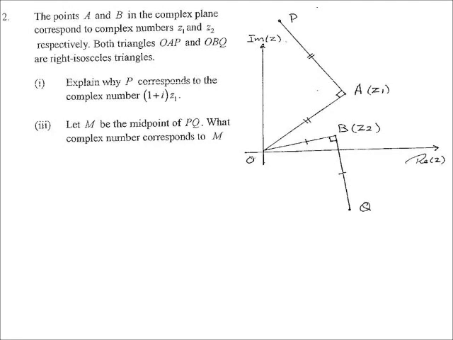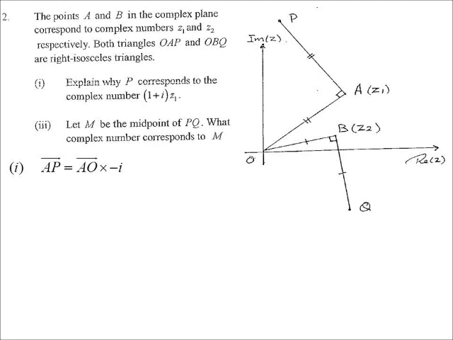There's our wonderful diagram. I actually think this question came from a Catholic paper many, many years ago, but anyway, that doesn't matter. Part 1 and part 3, because part 2 was just boring, I think. Explain why P corresponds to this number, 1 plus i times Z1. Well, hang on, what do we know? If I want to get P, how am I going to get P? I could get the vector AO, but be careful, I'm not rotating anti-clockwise. I've got to rotate clockwise to get P.